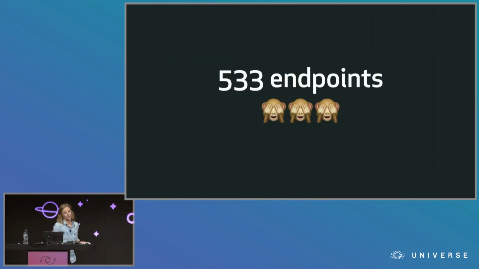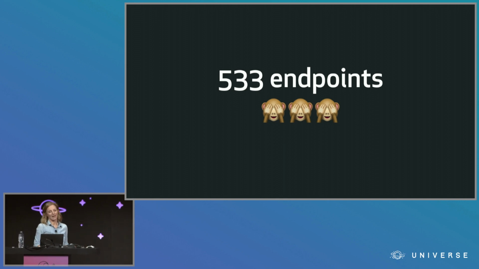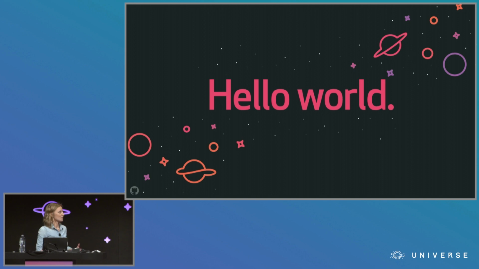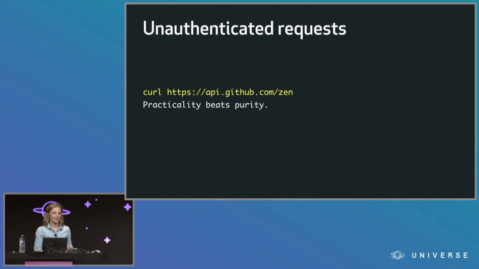There are over 530 endpoints in the GitHub API, which can be a little intimidating. But to start with, say you just want to dip your toe in and say hello to the API. You can make a request to the API anonymously to some endpoints like this Zen one. So you literally type that command in and you'll get back a little bit of wisdom.